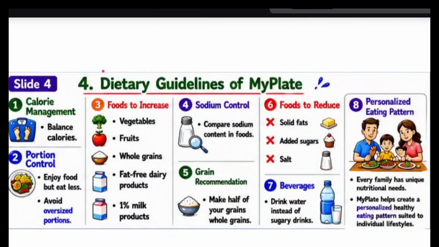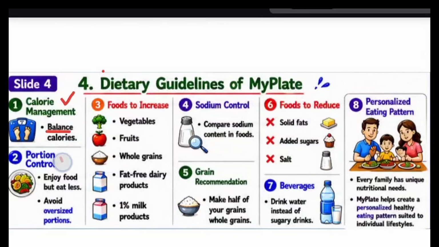First, we have calorie management. Here, the goal is to balance the calories consumed with the calories used by the body. Consuming too many calories can lead to weight gain, while consuming too few calories can affect health and energy levels.